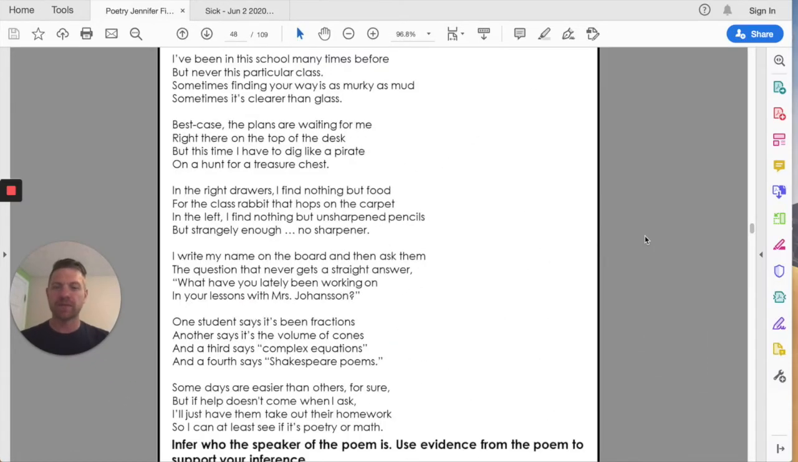All right, we have found the poem where we're going to try to figure out who the speaker is. So that's what you're thinking about as I'm reading. I'm only going to read it through once, but be thinking about who is speaking.